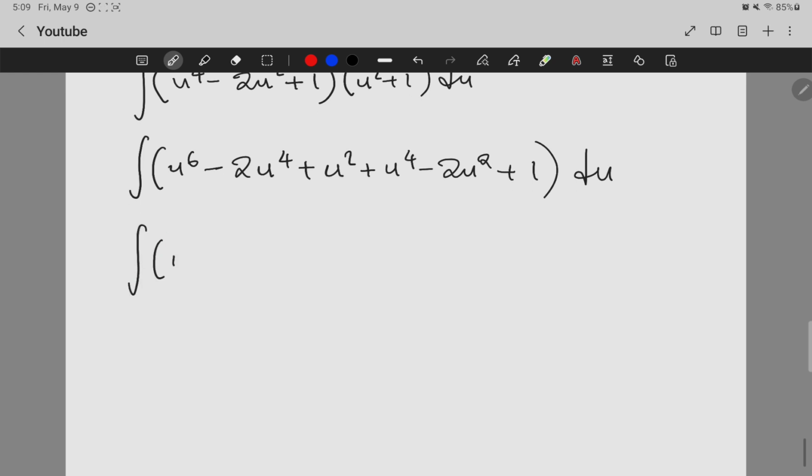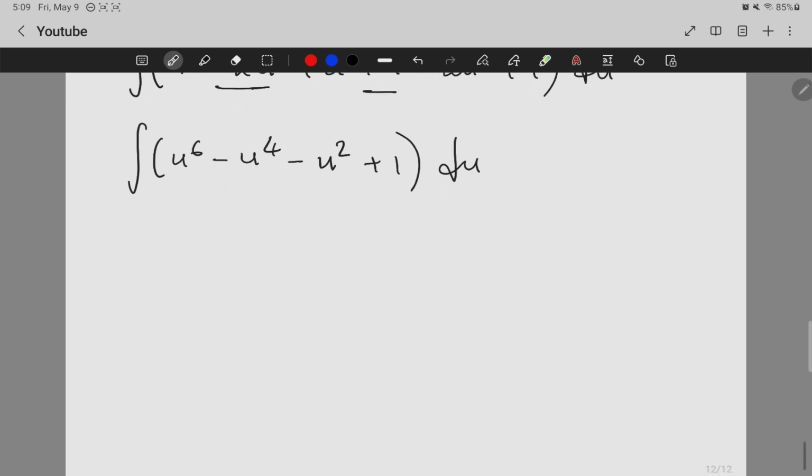Like terms here, the u to the power 6 will maintain. This becomes minus u to the power 4 when you combine this and this. And u squared and minus 2 u squared, that will be minus u squared. And then finally have plus 1 du. So integrating now, we have u to the power 7 over 7 minus u to the power 5 over 5 minus u to the power 3 over 3, then plus u plus c.